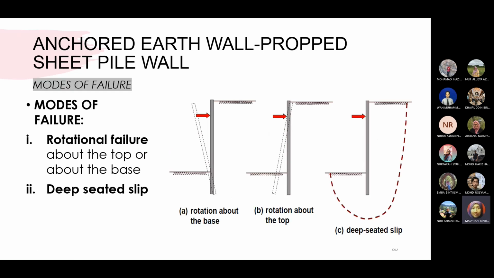How about the failure? The failure is quite similar. If you put a retaining wall, rotation can occur, then sliding can occur, and bearing capacity failure can occur.